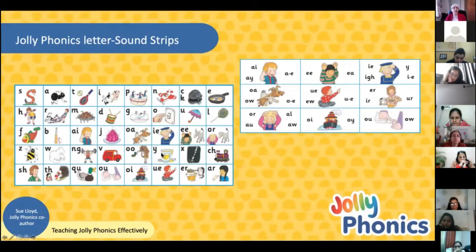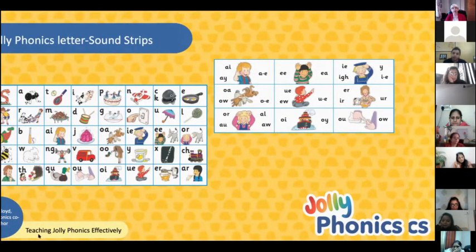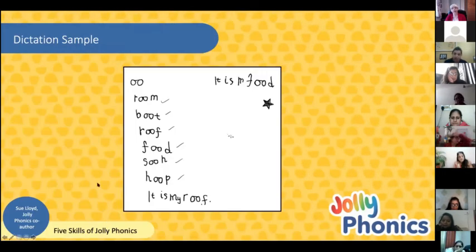We now have these letter sound strips, and you can see the children could have this on their table while they're writing, and if they've forgotten how to write one of the letter sounds, they've got a little bit of a hint there. So these are the alternatives, and this is the 42. Useful bit of help. This is what it looks like, dictation.